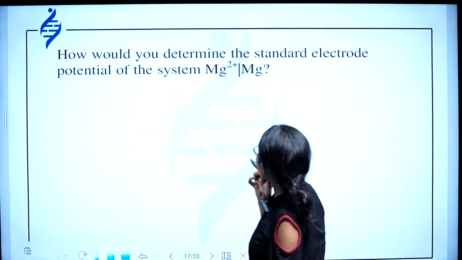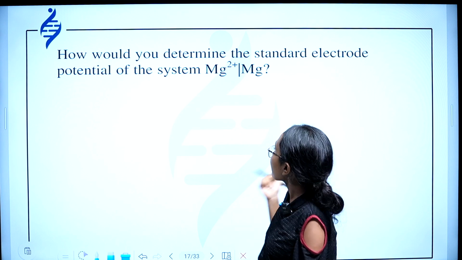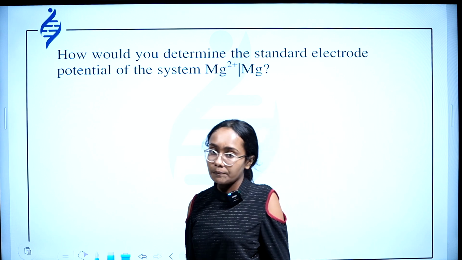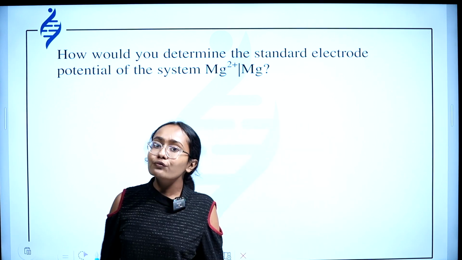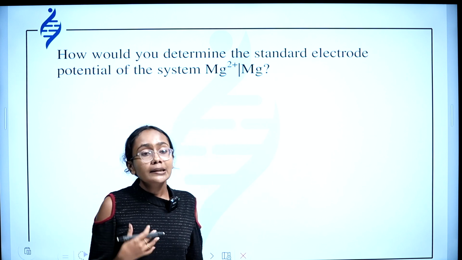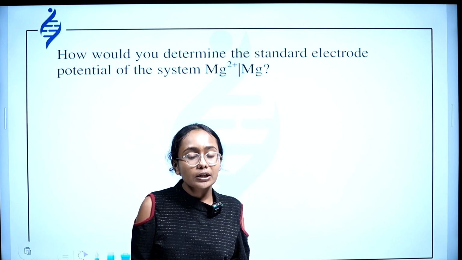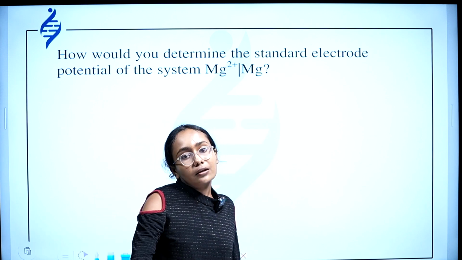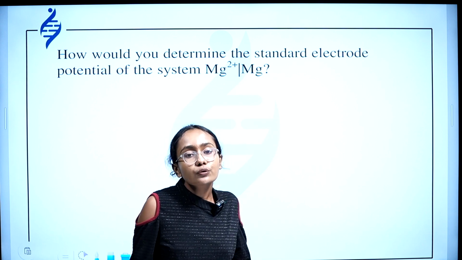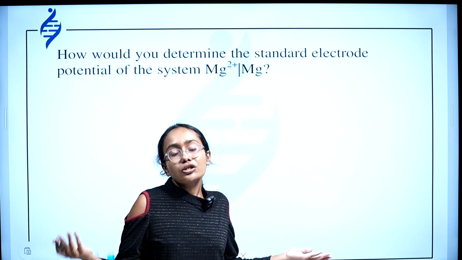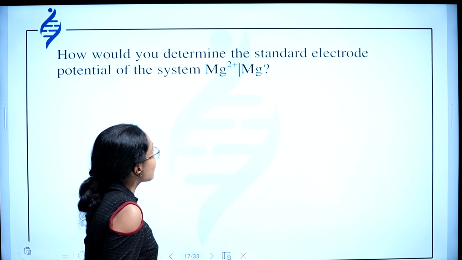Now, how would you determine the standard electrode potential of the system Mg2+ and Mg? The question asks how we are going to find out the electrode potential. Similar to the earlier approach, we use SHE, because SHE is used for finding out the unknown potential values of species. Here the species is magnesium.